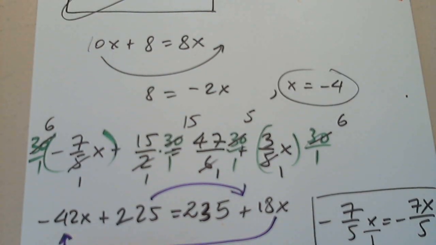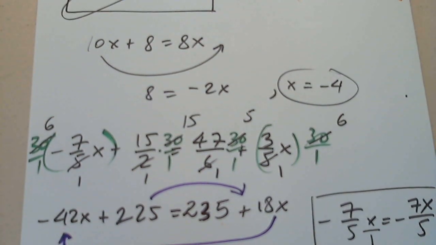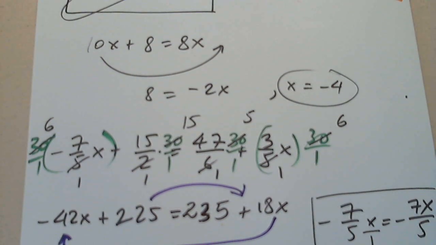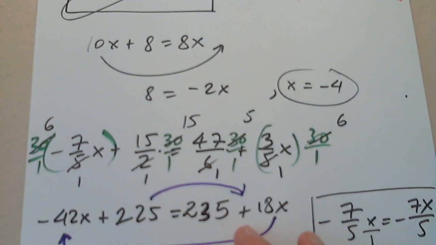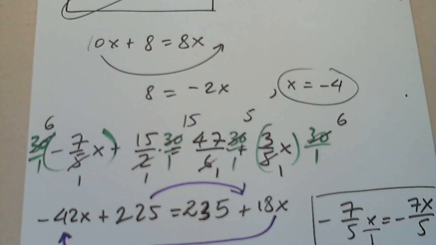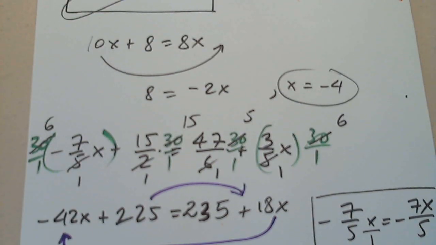So negative 42 minus 18 is negative 60. 235 minus 225 is 10. Is this step clear? Let's think for a moment. Anybody has questions on this? Please don't be shy.